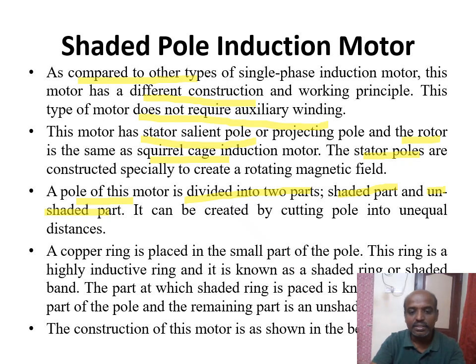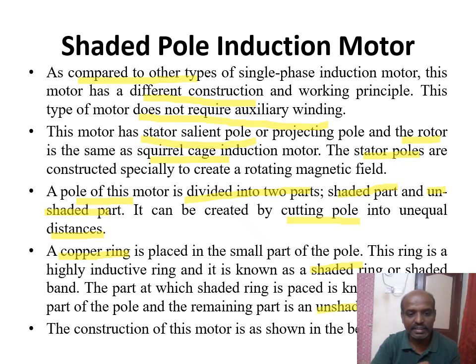In this, the stator is cut unequally, so the poles are created with uneven distances. There are two poles. One pole will be placed with copper rings, and some of the poles will not be covered with the copper rings. The pole which is covered with the copper ring we call the shaded part. The remaining part will be called the unshaded part.